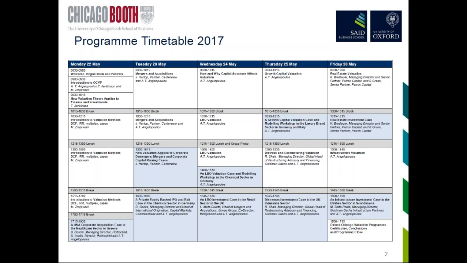Then we continue the second day with Centerview, James Hartop, where we will discuss the theory and we will do three cases together in mergers and corporate acquisition, corporate capital raising.